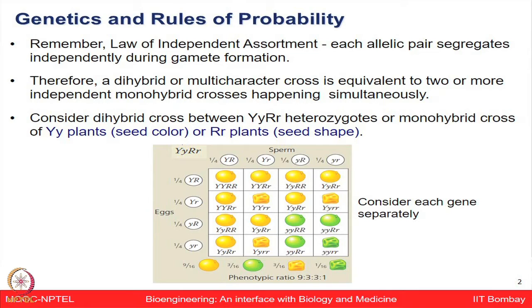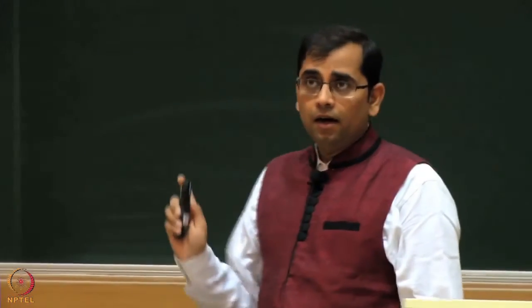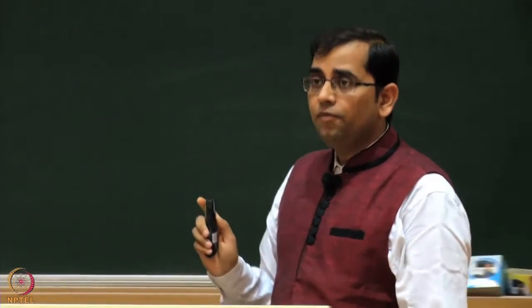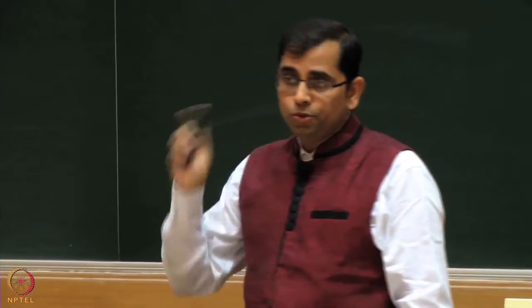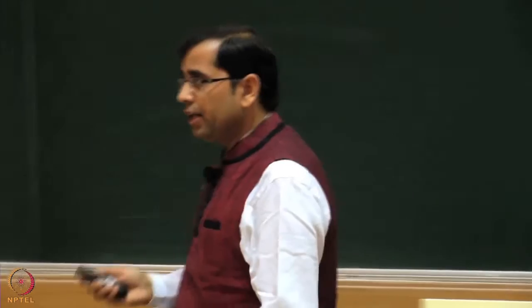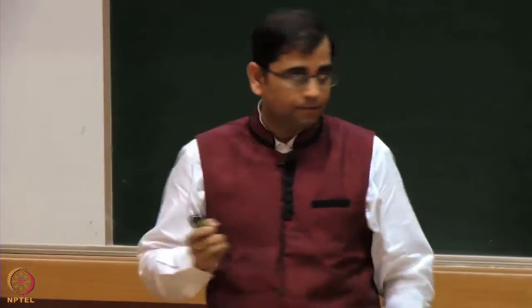And you were asked to make this chart using the Punnett square. So now let's think about the same cross, and let's see if we can use the probability rules to derive these gametes. So let's think about two monohybrid crosses.